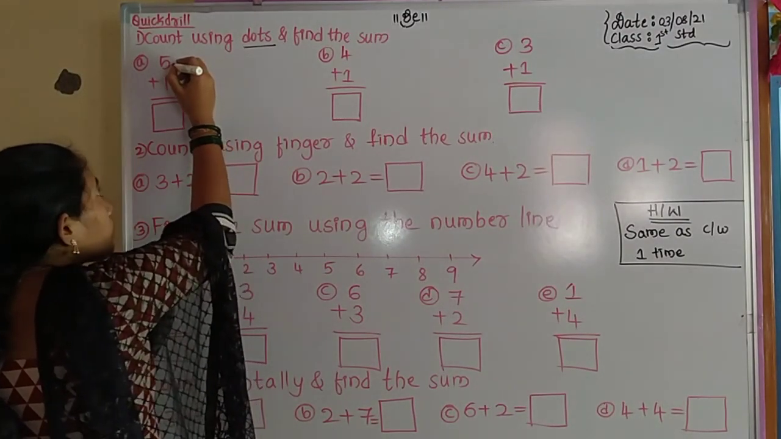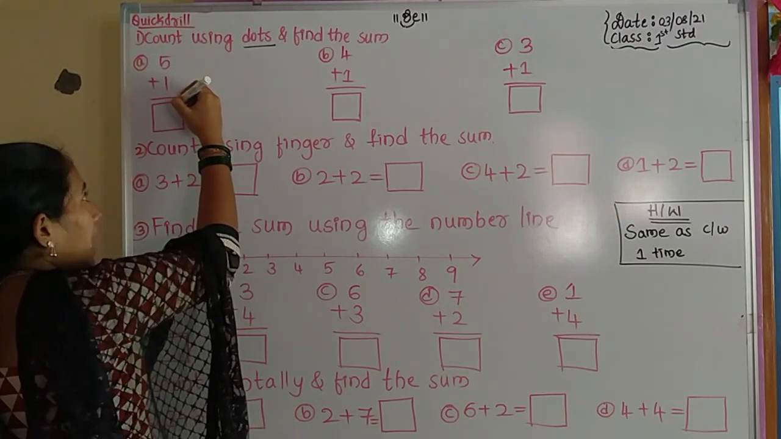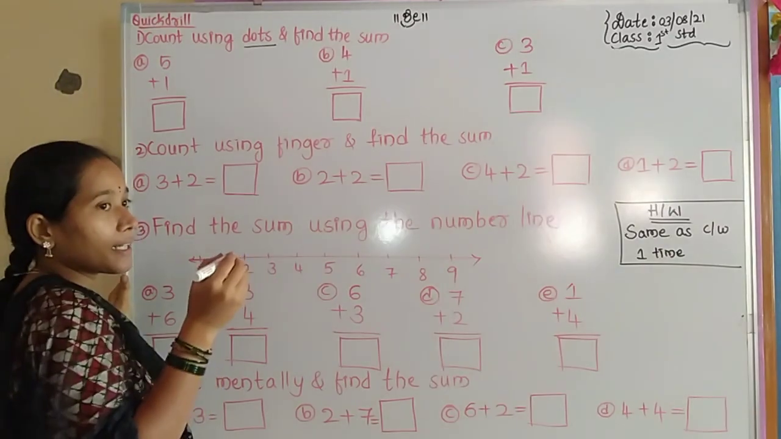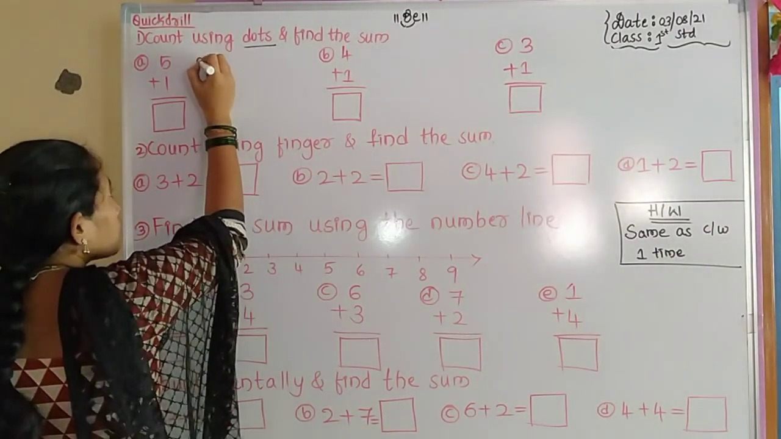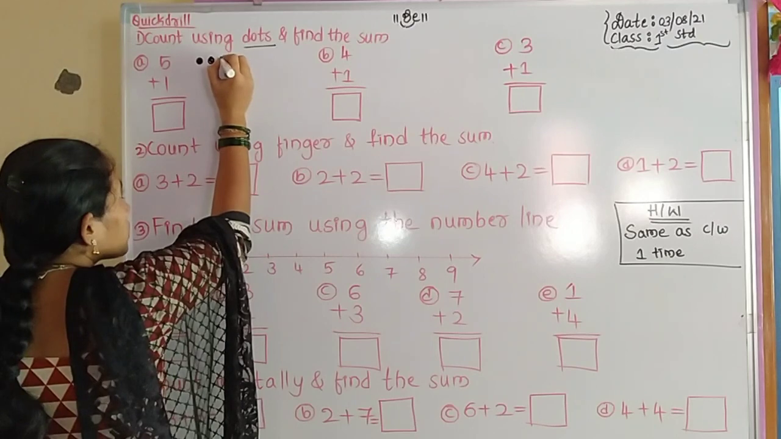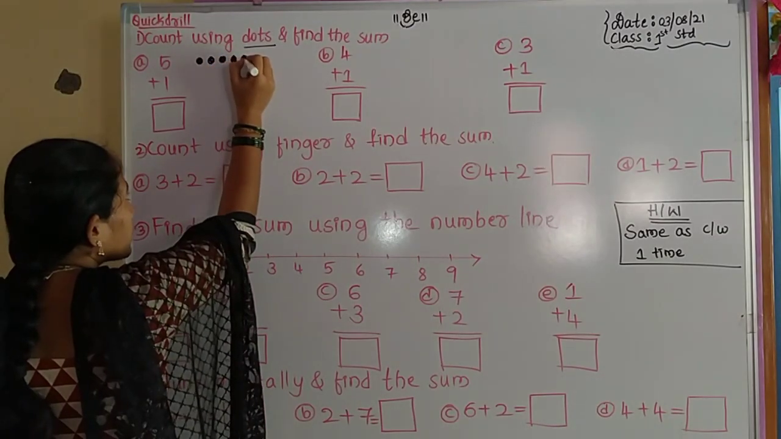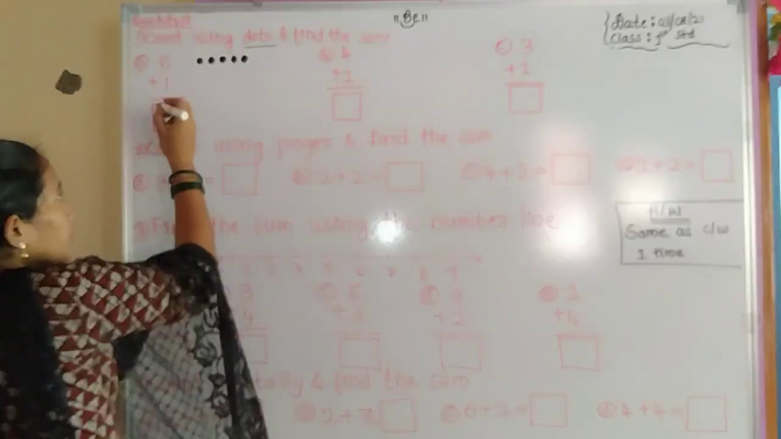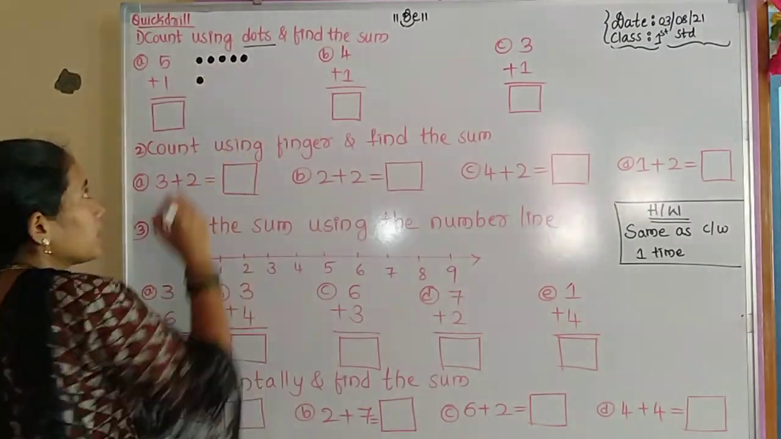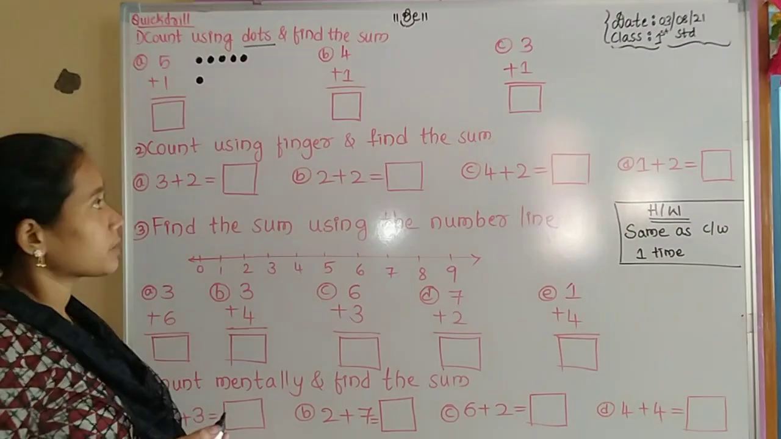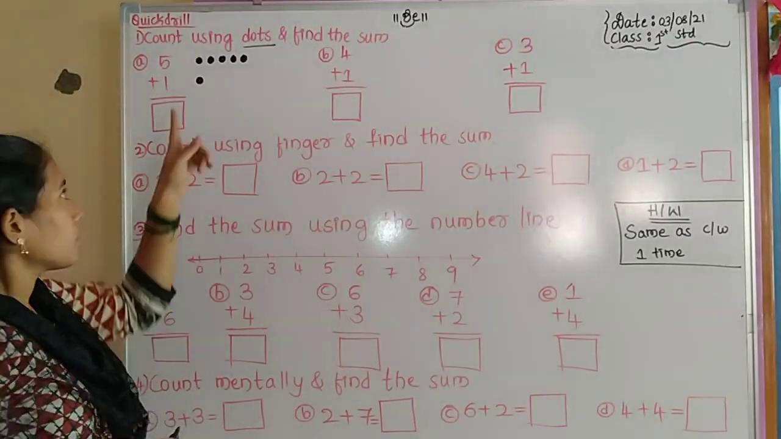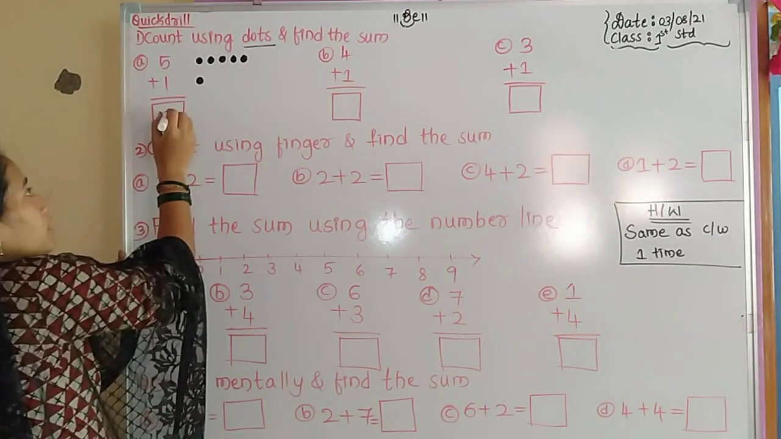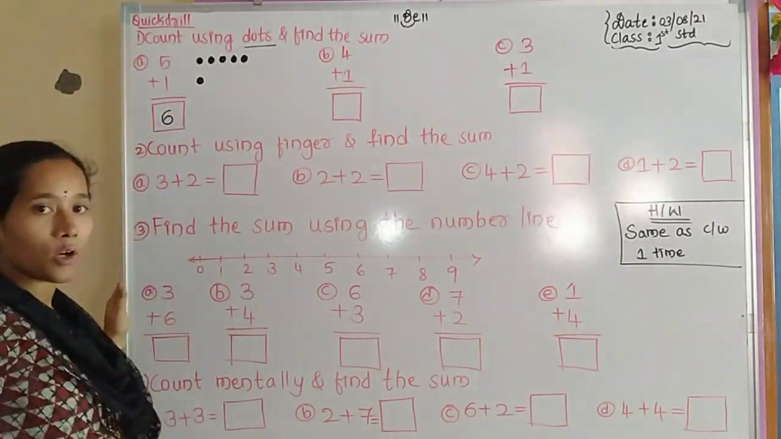Okay. In 8th one, 5 plus 1 is equal to dash. So 5 is the first addend. We have to represent that number with dots. So 5: 1, 2, 3, 4, 5. That is the first addend. And the second addend is 1. In front of that number we have to draw one dot. Okay. Then count all together: 1, 2, 3, 4, 5, 6. So 6 is the total answer. So 5 plus 1 is equal to 6.